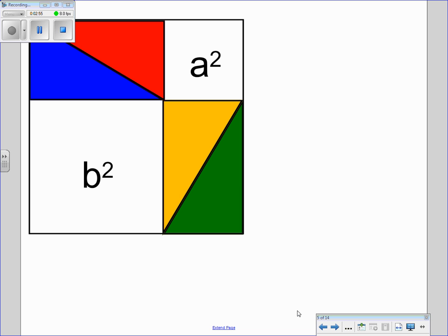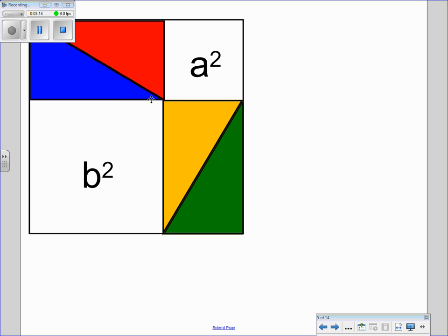Now, I know that these are already right triangles. In fact, these are the same right triangle, repeated 4 times, and put in the middle of a square. If the smallest side is A, then the area of the little white square up here is A squared.